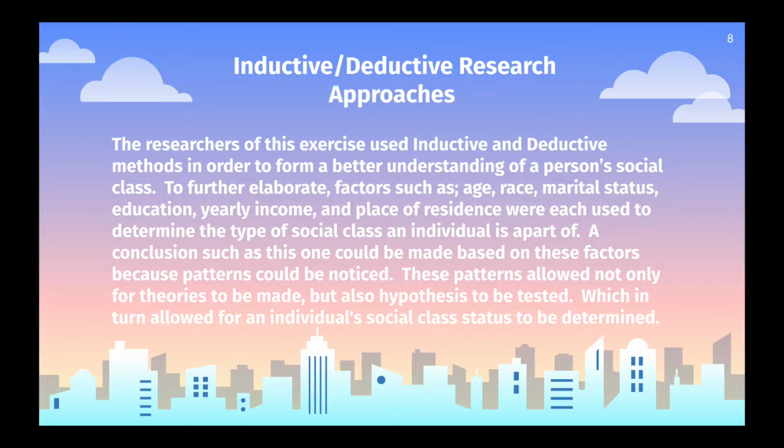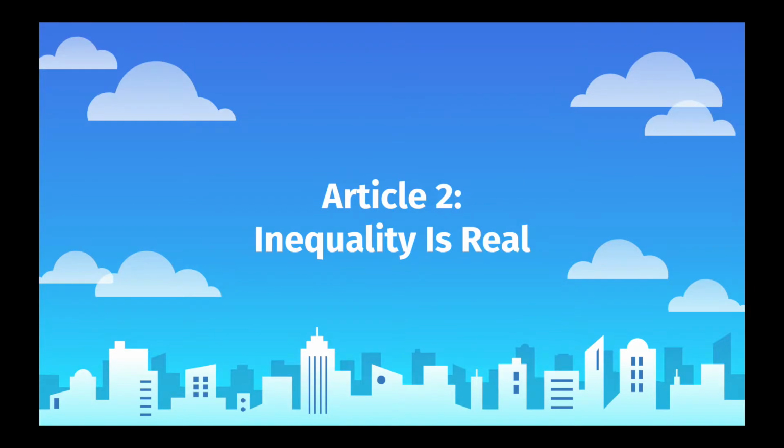A conclusion such as this one could be made based on these factors because patterns could be noticed. These patterns allowed not only for theories to be made, but also hypotheses to be tested, which in turn allowed for an individual's social status to be determined. Article 2. Inequality is real.